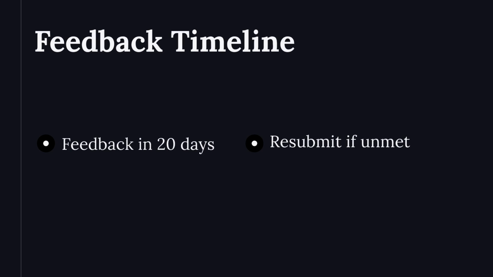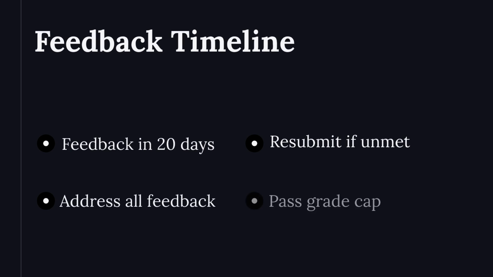Expect feedback within 20 days of submission. Resubmission is allowed if criteria are unmet. Address feedback points specifically in your resubmission. Resubmissions are usually capped at a pass grade. Appeals can be made if you disagree with the grading.